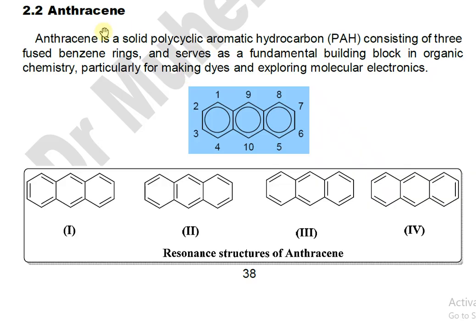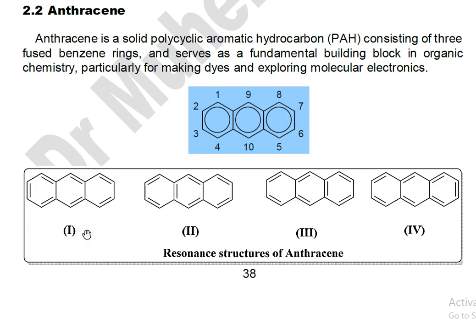Anthracene is a solid polycyclic aromatic hydrocarbon consisting of 3 fused benzene rings, these 3 cycles, and serves as a fundamental building block in organic chemistry. Also, it is an important unit for synthesis in organic chemistry. It can be used to prepare compounds like dyes or some molecules that have special electronic properties.